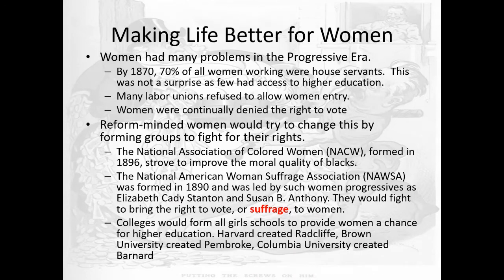And colleges would form all-girls schools to provide women a chance for higher education. For example, Harvard would create the all-girls school Radcliffe. Brown University would create Pembroke, and Columbia University would create Barnard. And you can notice these are all Ivy League schools. That's where this tradition of co-educational education would start. Of course, Ohio has its own history with this, with Oberlin College.